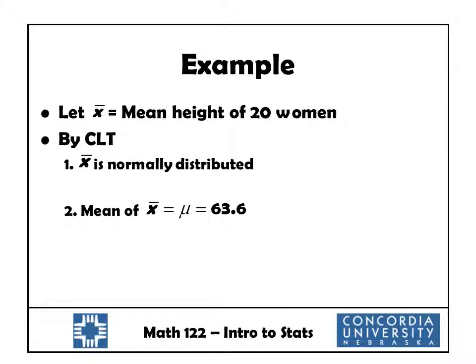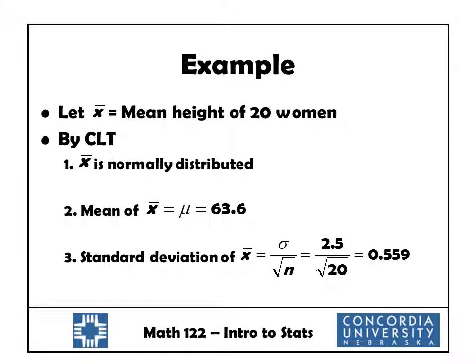Second, it tells us that the mean of x bar is our population mu, which is 63.6. That was given in the problem. Third thing is that the standard deviation of x bar is sigma divided by square root of n, which is 2.5 divided by square root of 20. The 2.5 was given in the problem. N was also given in the problem. That's our sample size. We do that arithmetic, which comes out to be 0.559.